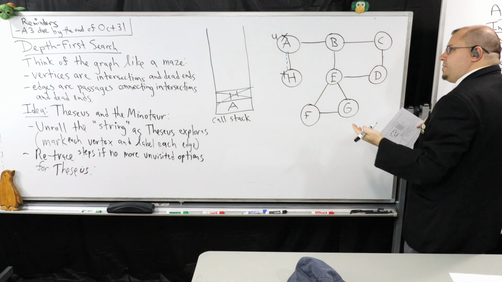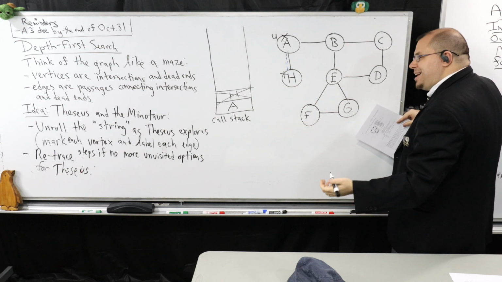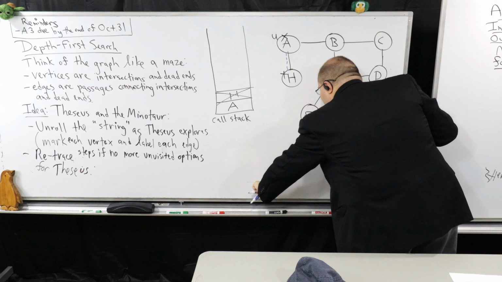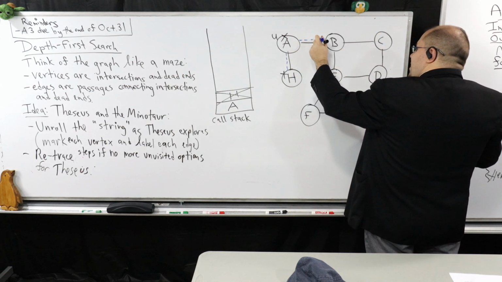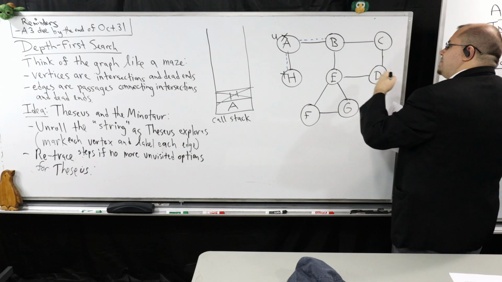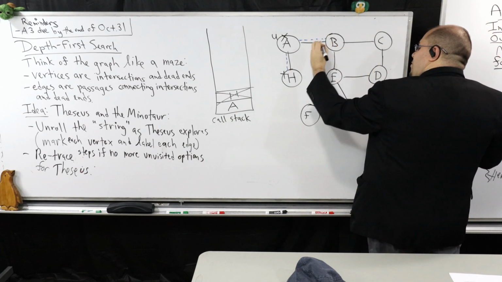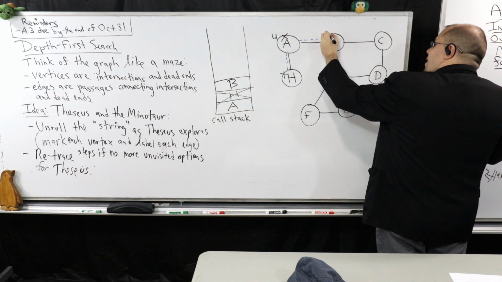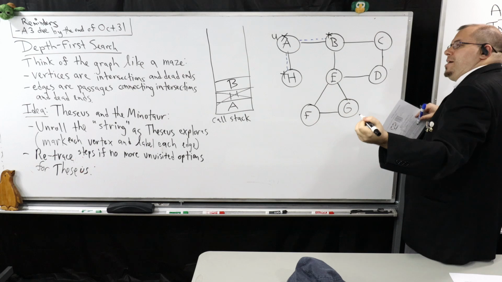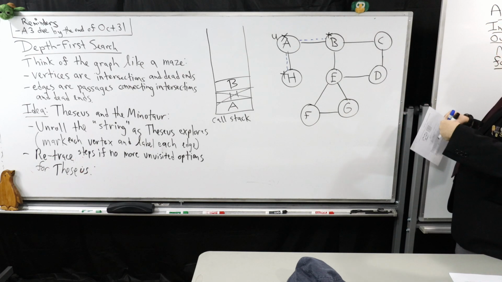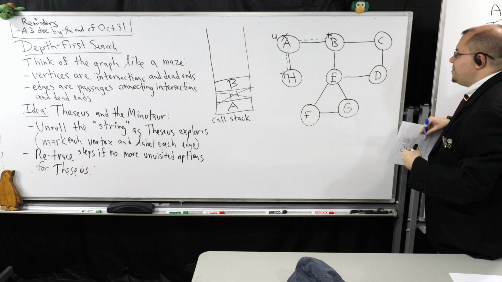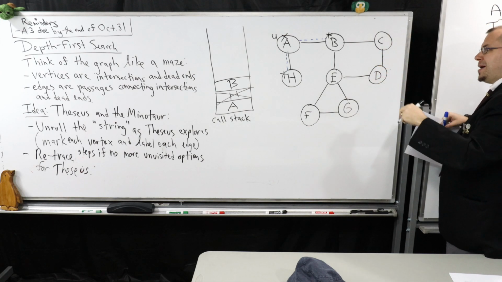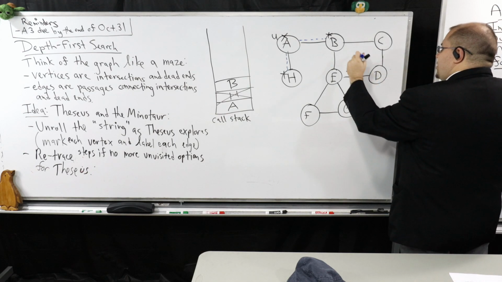Then I see, okay, are there any other passages I can take? Notice I can go to B. So I'm going to unroll my string and go to B. Then I'm going to consider the intersection B. I'm going to mark B because, hey, look, I got to B. Then I'm going to consider one of the pathways I found. Notice that there's more than one, so I'm going to pick just one of them. I'm going to go to C.